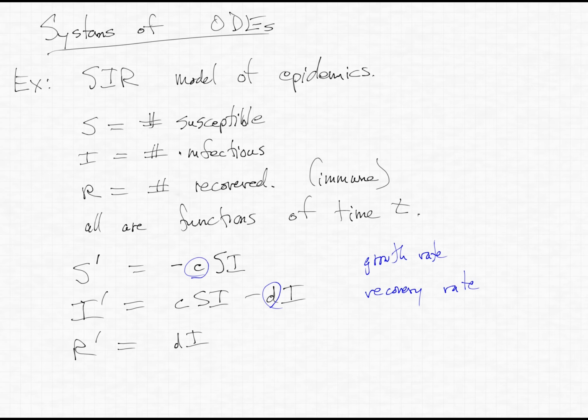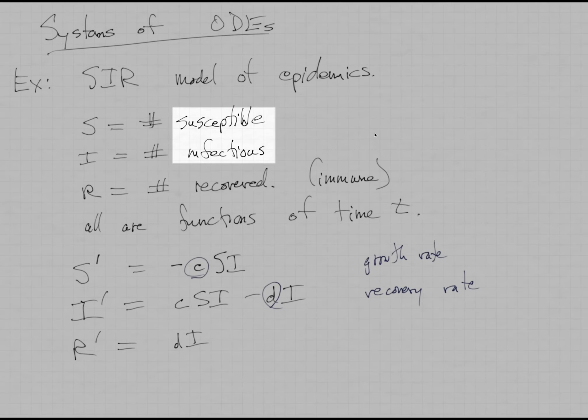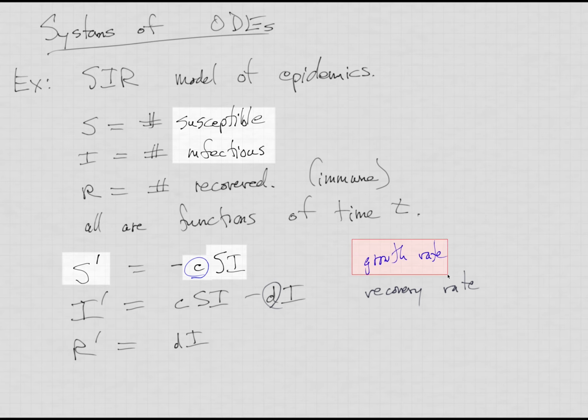So, the basic idea is that when susceptible people and infectious people meet, then there's a possible spread of the infection. A susceptible person might catch the infection. So therefore, the rate at which the number of susceptible people is changing will be proportional to the product of S times I. The bigger either one of these numbers is, the faster the infection will spread. And then there's some constant of proportionality here, C, and that basically corresponds to the growth rate of the illness.